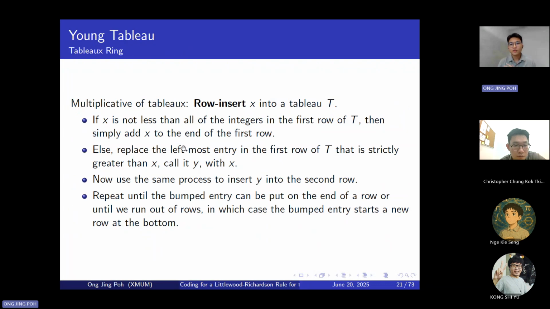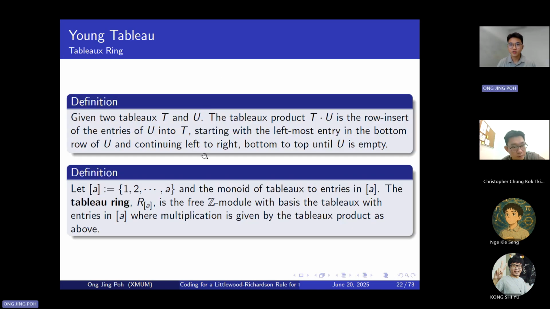And on the other side, we are also interested in how the multiplication of tables works. And there are a few ways to define the product of tables, which can be shown to be equivalent. And here we just give one way to define it, which is row insertion by the steps shown in this slide. And then the definition of multiplication of table and tabling are shown in this slide.